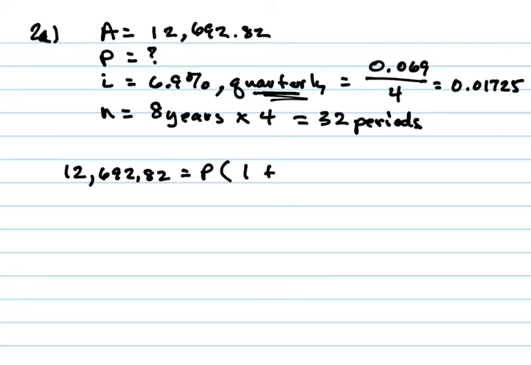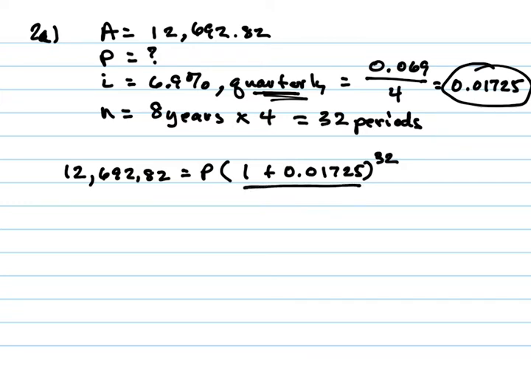1 plus my 0.01725 raised to the 32nd power. So if you go ahead and find your I and do that business, when you're looking at your I, it may make it one step easier. You don't have to. Now, I can simplify a little bit inside there. So 12,692.82 equals P. 1 plus that is just going to put a 1 there. Then I'm going to raise that to the 32nd power.